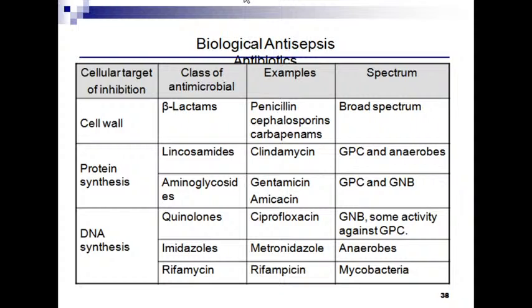Biological antisepsis, antibiotics. Antibiotics are a classic example of direct antisepsis. The mechanism of action of antibiotics depends on the chemical structure of the antibiotic. There are a few targets for antibiotics. For example, they can damage the cell wall or bacterial wall. They can inhibit synthesis of protein, and they can alter DNA synthesis.